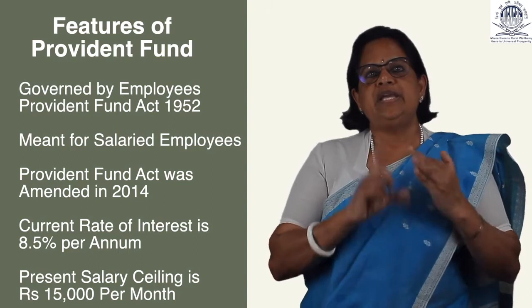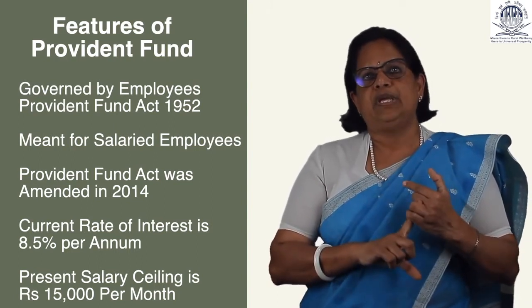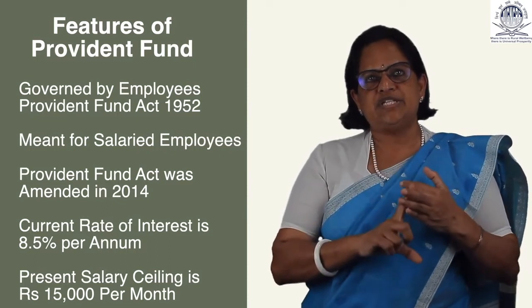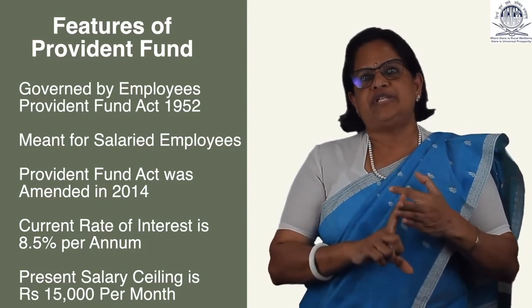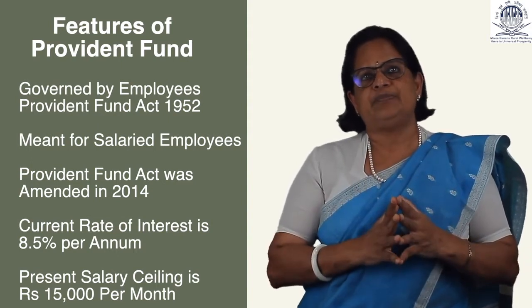Fourthly, the current interest rate for Provident Fund is 8.5% per annum. In some cases, this interest will be taxable or exempted. That I will explain with the types of Provident Funds.